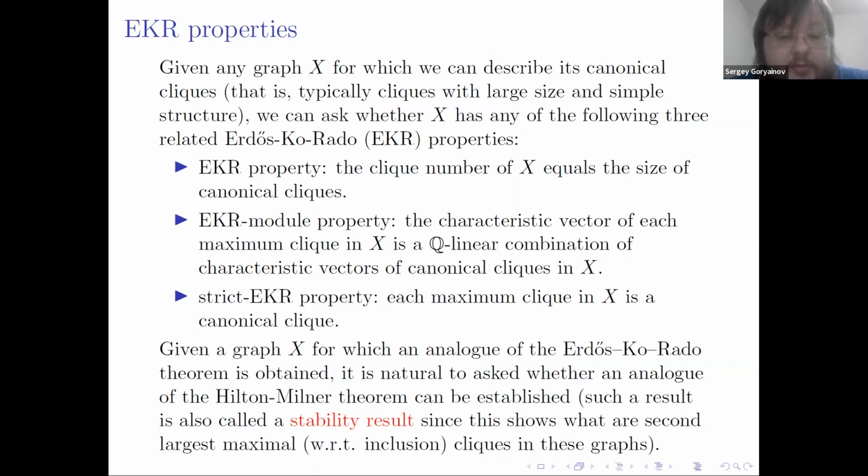Given a graph X for which an analog of the Erdős-Ko-Rado theorem is obtained, it is natural to ask whether an analog of the Hilton-Millner theorem can be established. Such a result is also called a stability result, since this shows what the second largest maximal, with respect to inclusion, cliques in these graphs are.